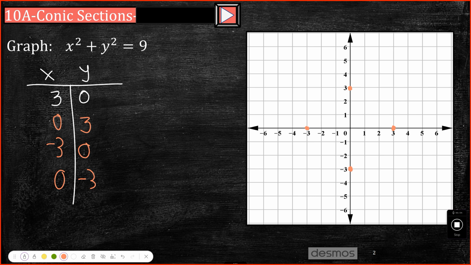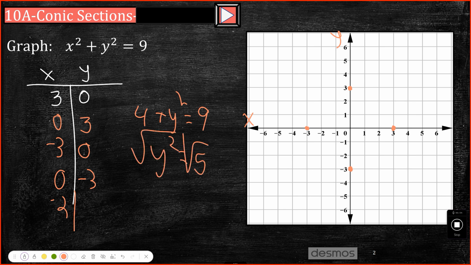Let's test another point. You guys have calculators. Why don't we test -2? If x is -2, what is y? Plug in x is -2, that makes it 4. 4 plus y squared equals 9. Subtract it to the other side, it's going to be 5. y squared equals 5.